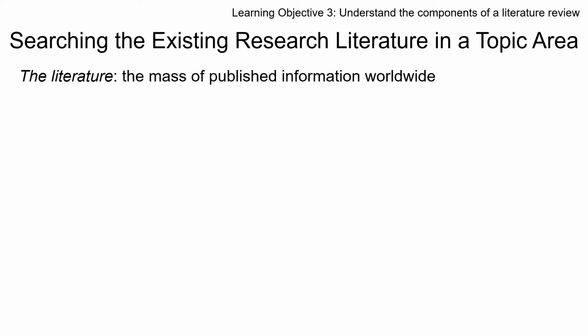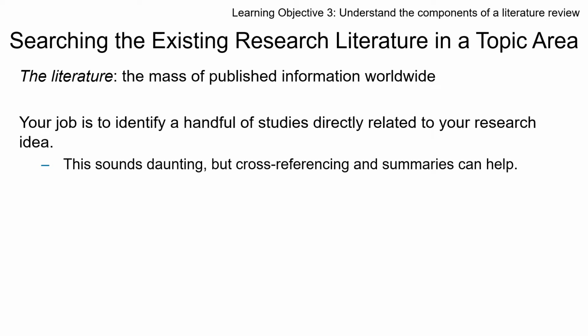The next learning objective is understanding the components of a literature review. So as I said before, you're going to be conducting a literature review on your own, but what are the components of it? So first, we've just got the literature. The literature is going to be the mass of published information worldwide, both formal and informal. So the literature is just what's been published out there. Your job is going to be to identify a handful of academic studies, so academic papers, academic reports, directly related to your research idea.